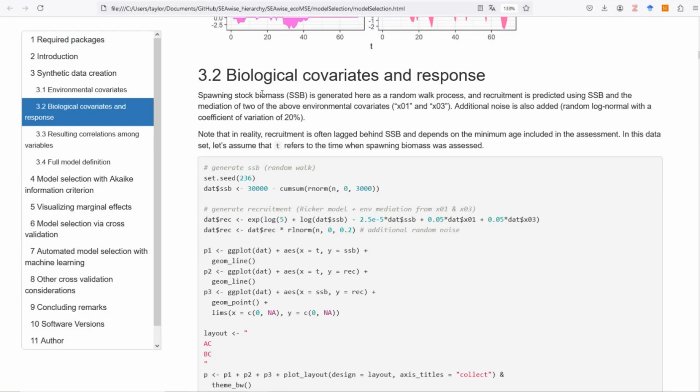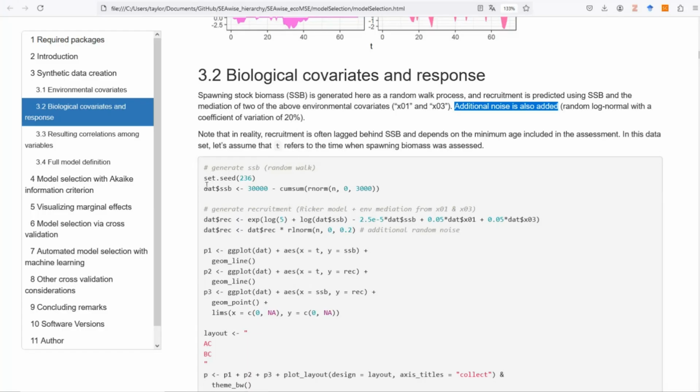Okay, so what I've done here for the spawning stock biomass, I've just used a random walk process, and I've used our environmentally mediated Ricker to generate the recruitment values. I've selected 2 of the covariates to be significant modifiers to the recruitment, or mediators to the recruitment. And then on top of that, I added some additional noise, which was a log normal with a 20% coefficient of variation.